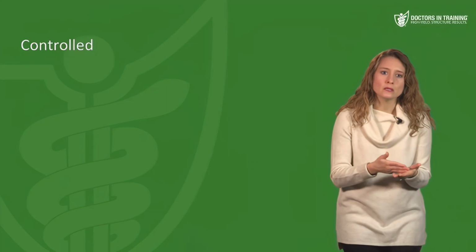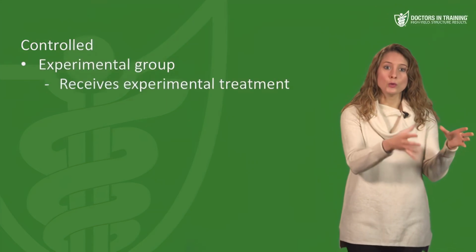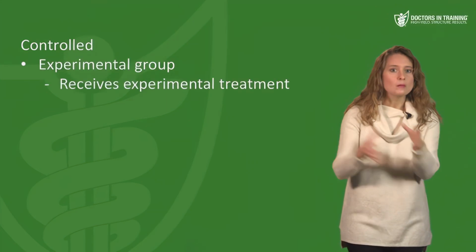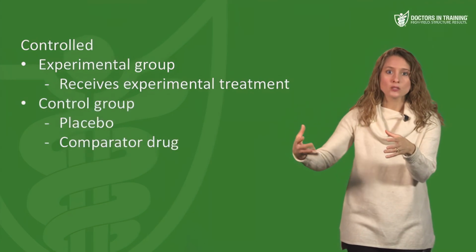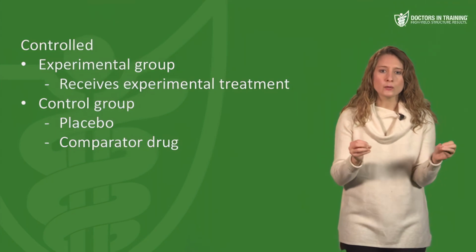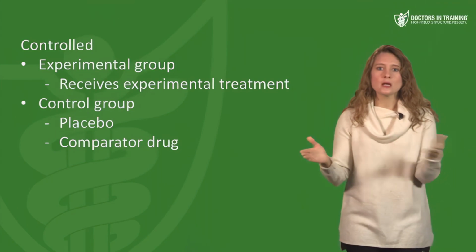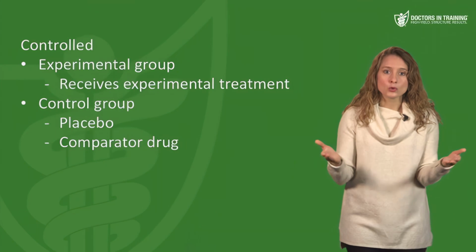Well, controlled means that there is not only an experimental group who receives the experimental treatment, but there's also a control group that gets either a placebo or a comparator drug that's well known. And in this way, the experimental group can be measured against another group that's receiving a known treatment.